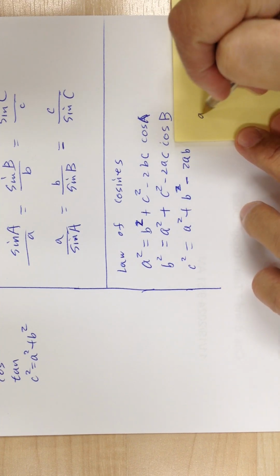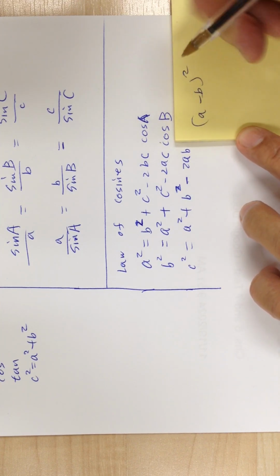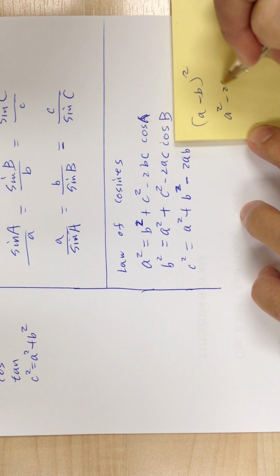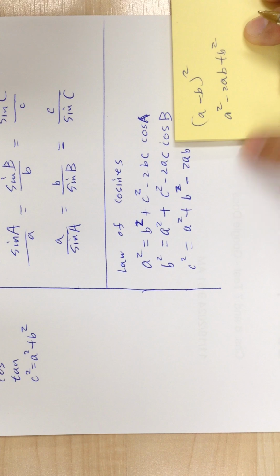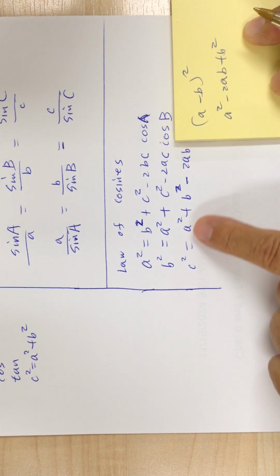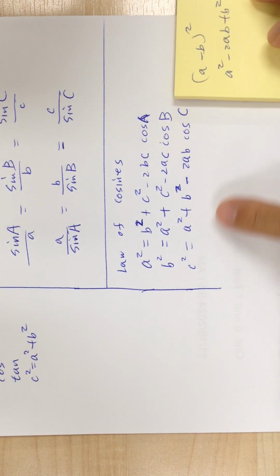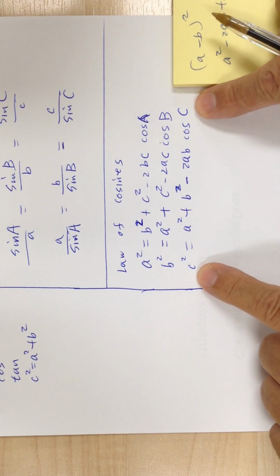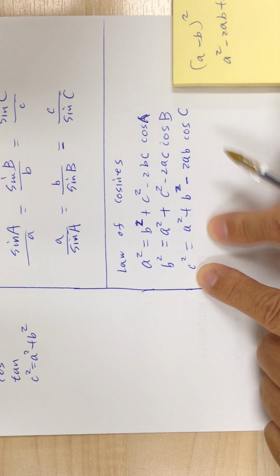Remember, if you have (a minus b) squared, this will give you a squared minus 2ab plus b squared, right? So think of that as a perfect square. And since you got ab, you need to get c, right? See that a, b, c, and also this match, okay? So that's how you memorize this.